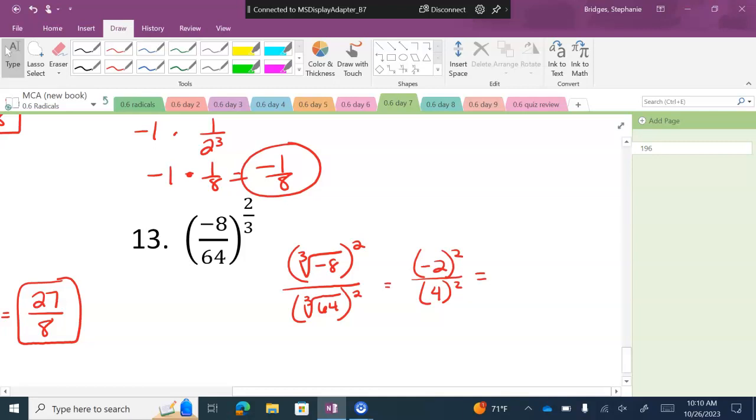What is negative 2 squared? Negative 2 times negative 2 is positive 4. And then 4 squared is 16. Should I leave my answer like that? No, because 4 over 16 can reduce all the way down to be 1 over 4. Did anybody catch trying to simplify early? You could have simplified in the beginning, that 8 and 64. You would have still gotten to the same answer. Okay, you just have to be careful with that.